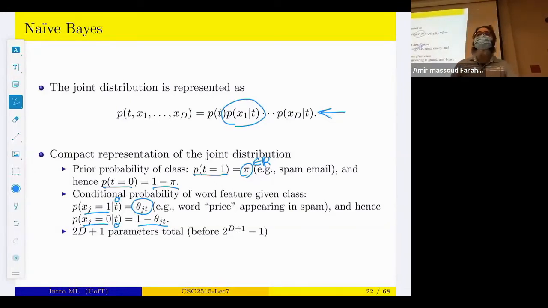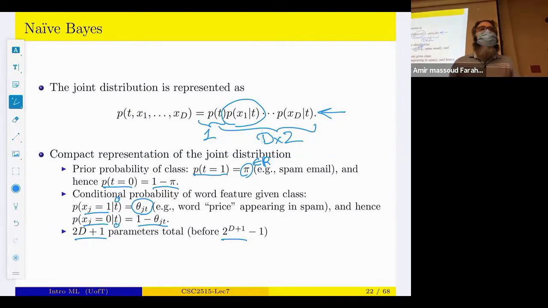So how many parameters do we have? We have d variables here. Each of them requires 2 parameters, and then we have 1 parameter for the prior. So 2d plus 1 parameters in total are required to represent this distribution, which, as you see, is much smaller than 2 to the power of d plus 1 that we had before. So this is a much more compact representation of this probability distribution.